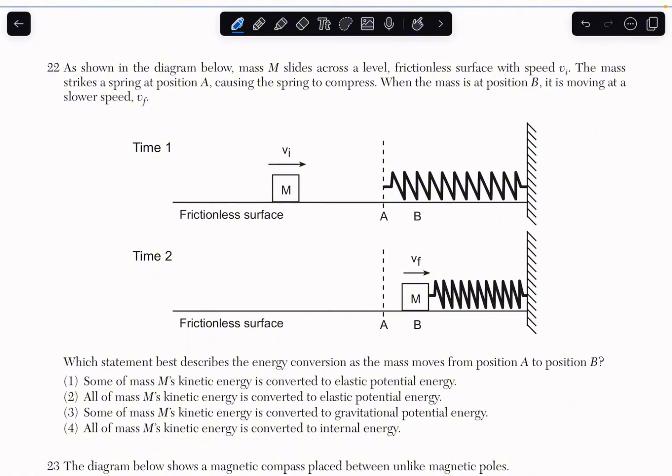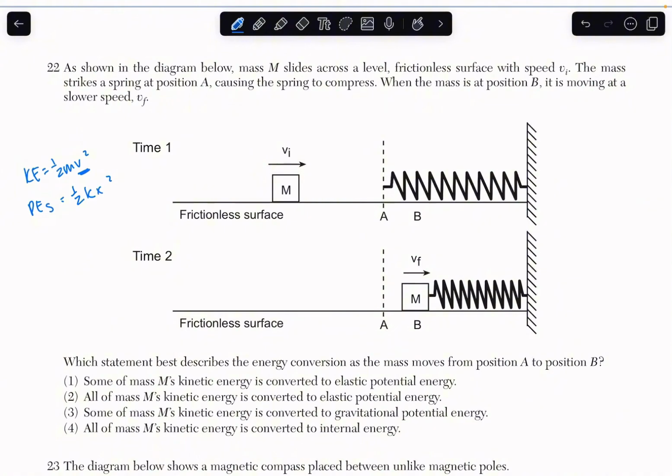So, first, we're comparing kinetic energy to elastic potential energy. So we should write out those two equations. KE equals 1/2 mv squared, and elastic potential energy is 1/2 kx squared. So first we can see that KE is dependent on speed, the velocity component.